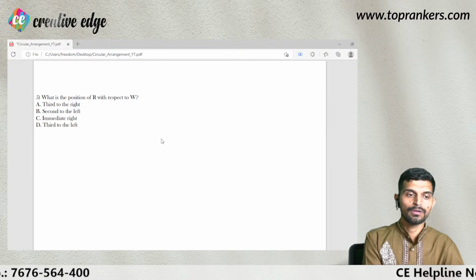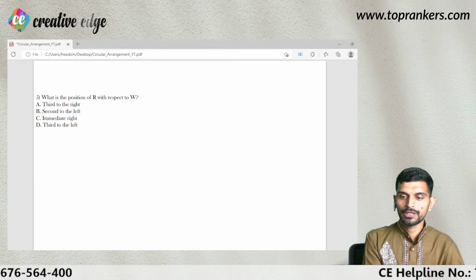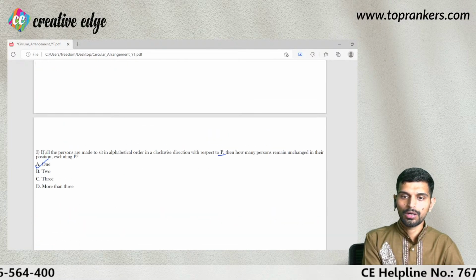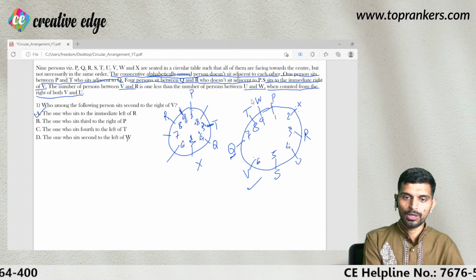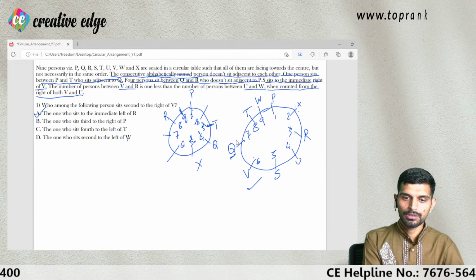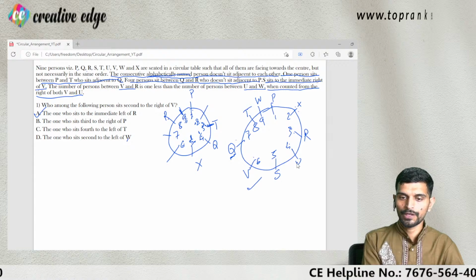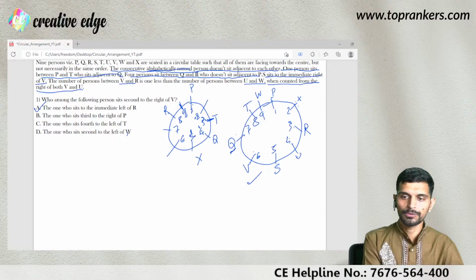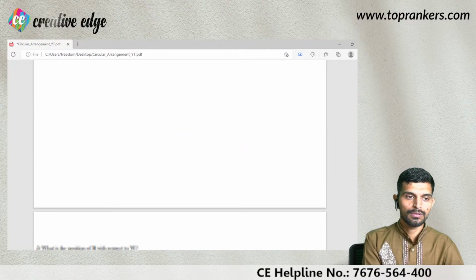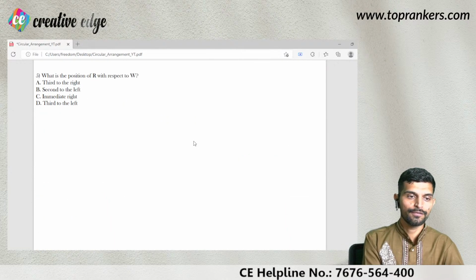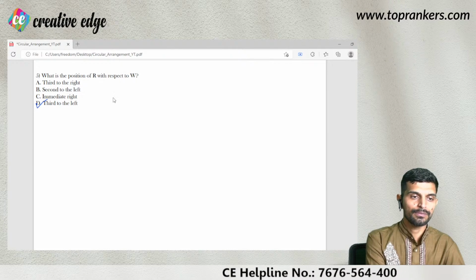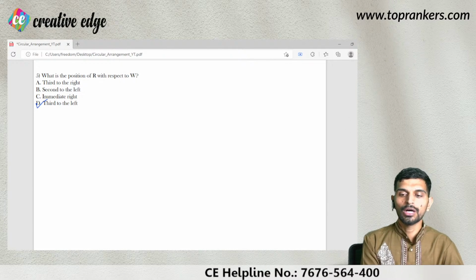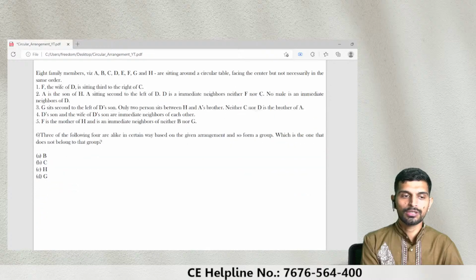Next we have, what is the position of R with respect to W? R with respect to W: 1, 2, 3, 4, 5. Sixth from the right side or third from the left. Sixth from the right or third to the left. Third to the left is right. So this is how we develop the structure. Let's see the next case.